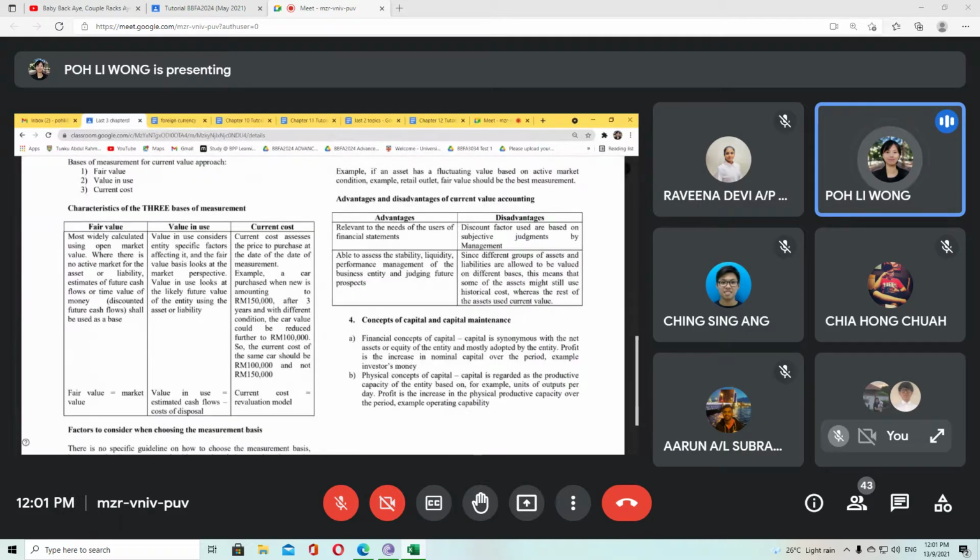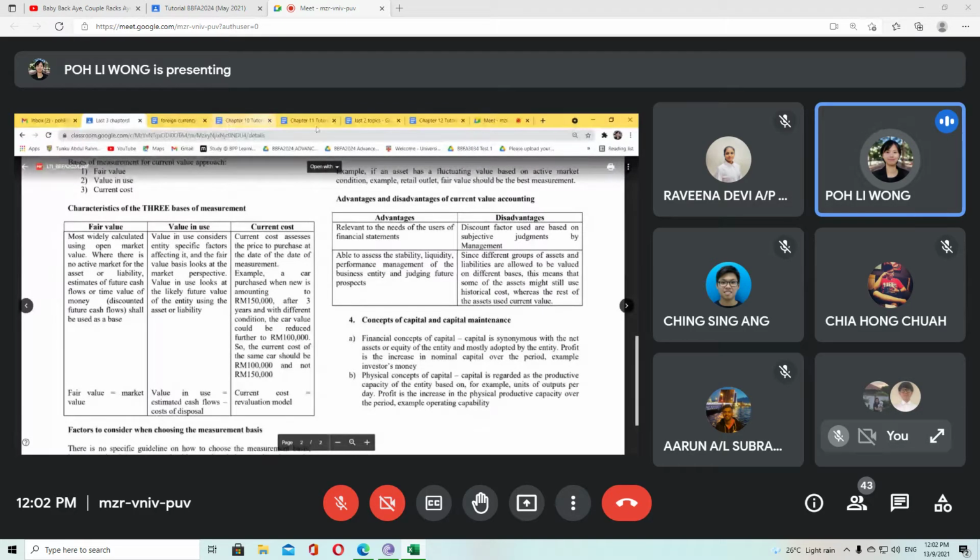The difference for current cost is, for example, if the asset is a few years old, what is the current value? That is current cost. The difference between current cost and fair value is that it is almost the same thing. Fair value is based on market participants in an active market, and is for new products. Current cost is for old products, but works similarly to fair value. So we have these few bases of measurement and historical cost as well.